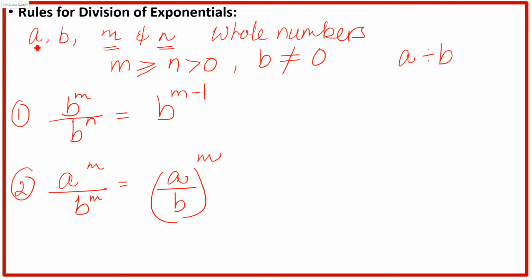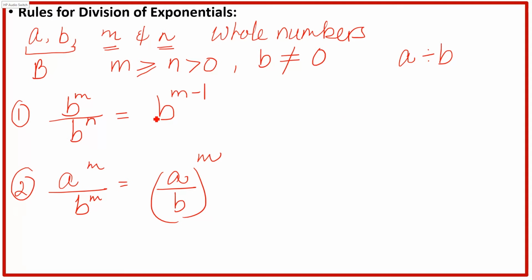So here I said A and B. These are the bases, and M and N are the exponents. See, B exponent M or B exponent N, or power N. While M is greater than or equal to N means these two powers may be equal. Suppose it is B square and this is also B square, or this is B cube and this is B square. So M may be greater than or equal to N.